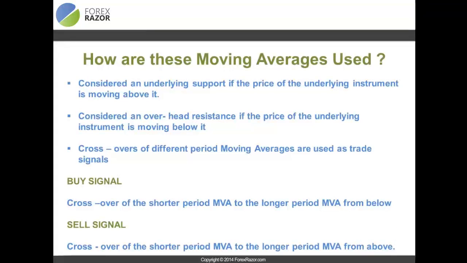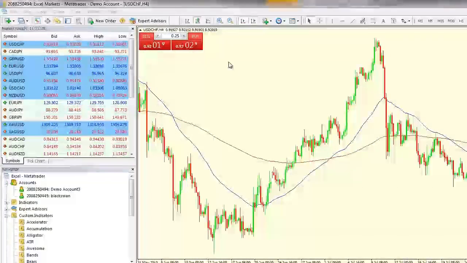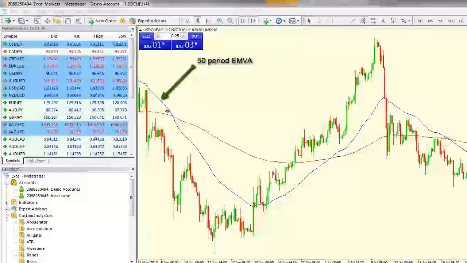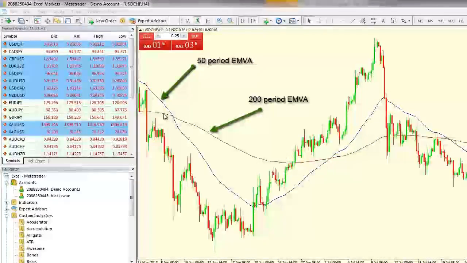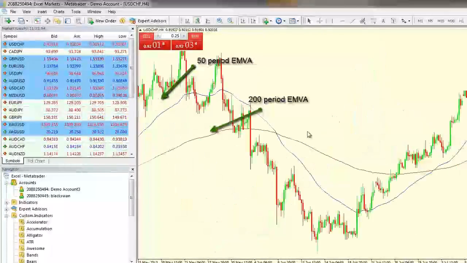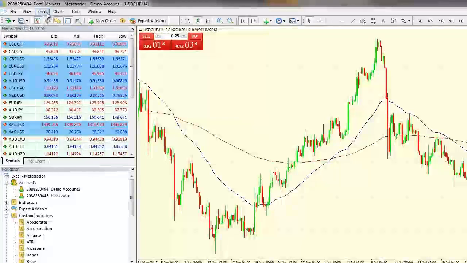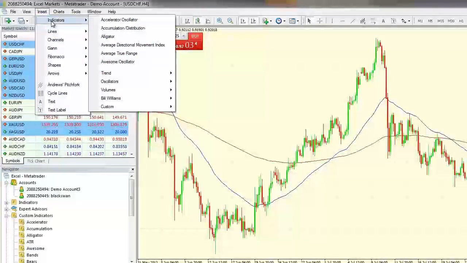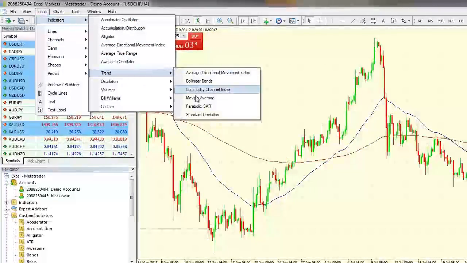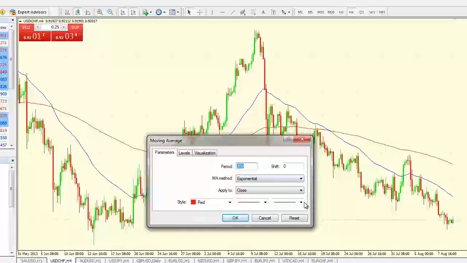Let us have a look at this on the platform itself. We consider the example of the dollar Swiss franc. We've applied the 50 period exponential moving average and the 200 period moving average to this chart. You can do so by clicking on the insert option, select indicators, go to trend, moving averages, and specify your parameters.